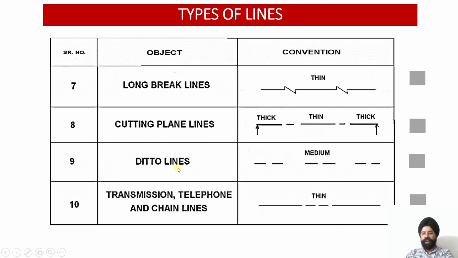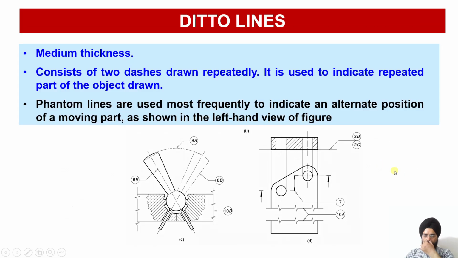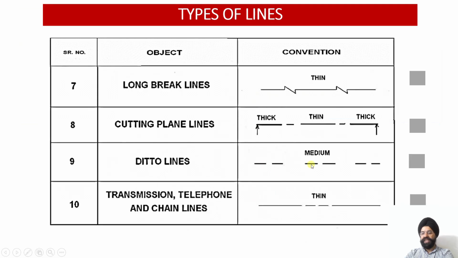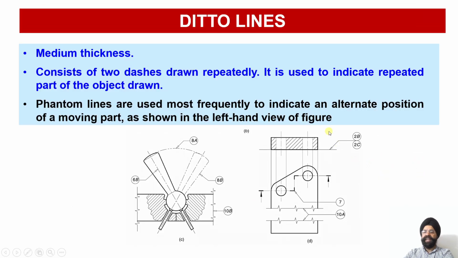Then the next type of drawing is the ditto line. So what is it? Ditto means similar one. Here they are again chain lines, but these chains are in tandem, that is, a couple of small dashes are there. They are again drawn in medium thickness. So ditto lines consist of two dashes which are drawn repeatedly, and the intermediate distance is relatively higher, and they are used to indicate repeated parts of the object drawn.